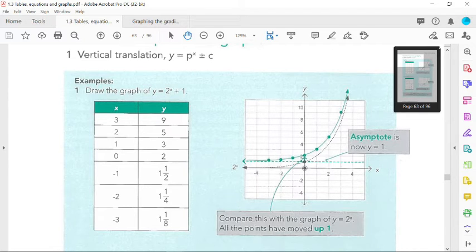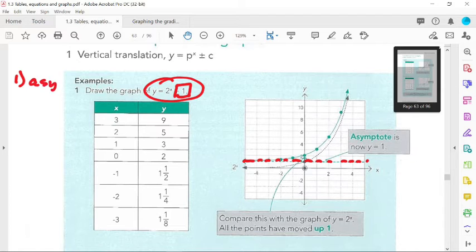Because remember, it's always going to be 1 unit away from that asymptote at some point. Okay? So look at what happens here. We have y equals 2 to the x plus 1. So this plus 1 is going to shift my asymptote up 1 unit from the axis. So you can go ahead and put that in first, always. Okay? So when you're doing these, first, put in your asymptote.